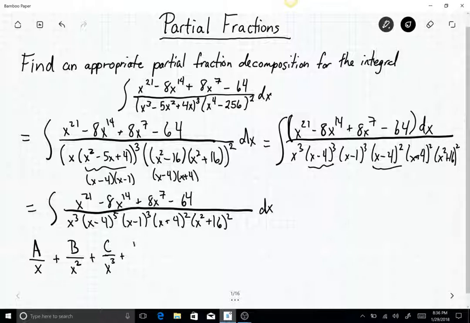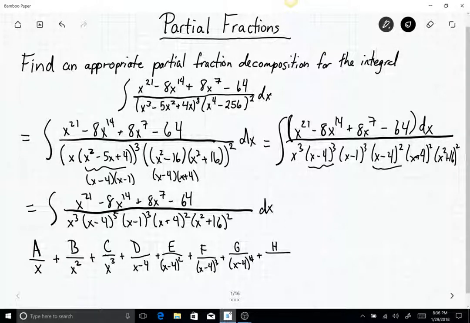So in this case, you keep on going. You get D over x minus 4, plus an E over x minus 4, the quantity squared, plus an F over x minus 4, the quantity cubed, plus a G over x minus 4, the quantity to the 4th, plus H over x minus 4, the quantity to the 5th. So we're still moving right along.